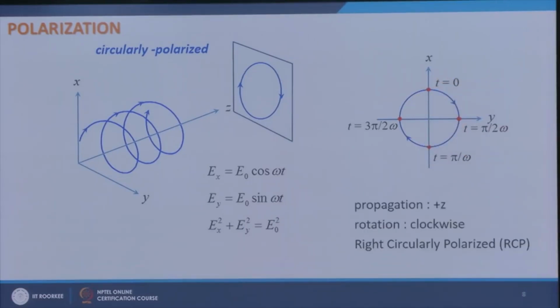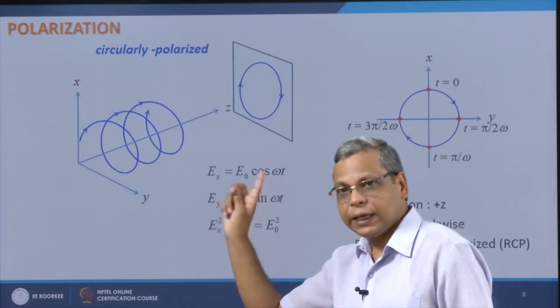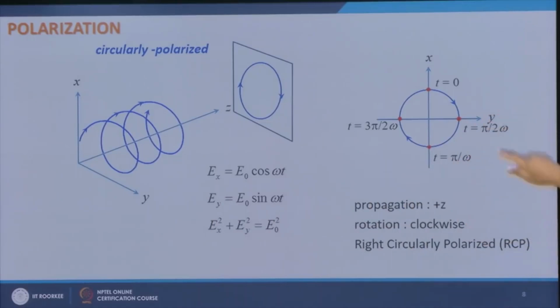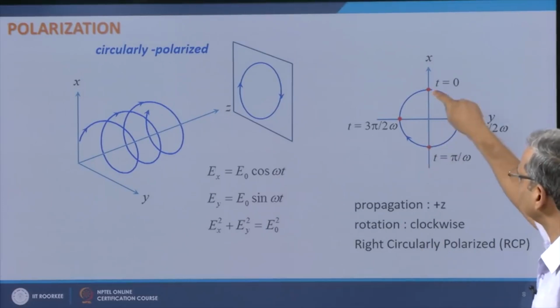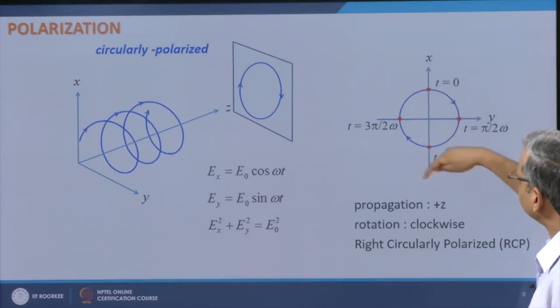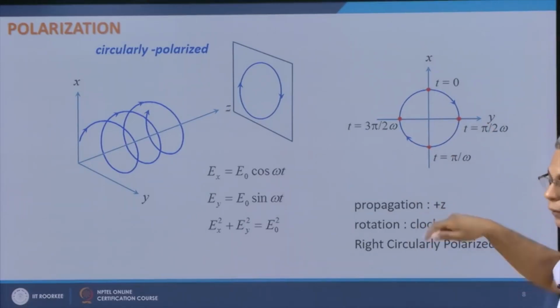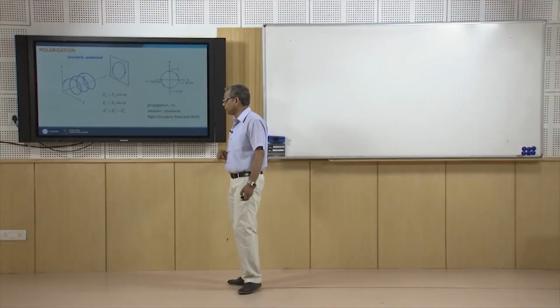So, if the direction of propagation I have fixed as plus z and rotation is clockwise, then I can call this right circularly polarized light, or RCP. It is a convention whether you call it right circularly or left circularly. So, if you call this right circularly, then that one which is anti-clockwise, with direction of propagation plus z always, would be left circularly. So, I call it RCP.